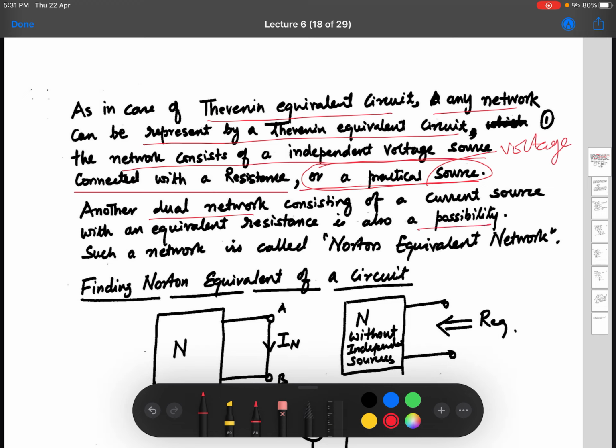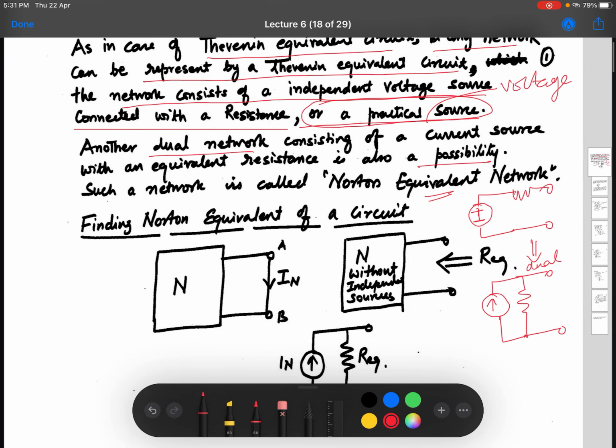What is that possibility? A practical voltage source can always be converted into a practical current source. That is what we have already seen. So if you have a Thevenin equivalent, you can also represent it by its dual form, a current equivalent form, and that is called the Norton equivalent. It is due to another person who tried to get the dual equivalence of the Thevenin form. So if you have a Thevenin form, you can always get its dual as a Norton form.